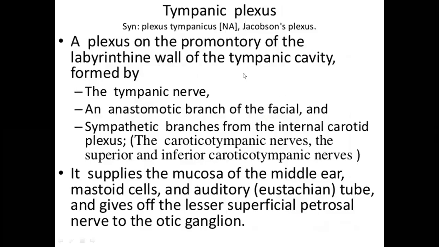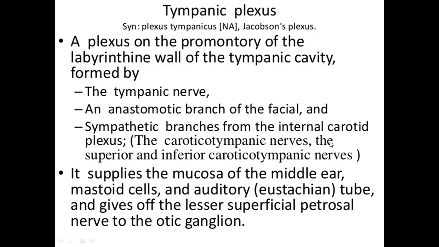So what is the tympanic plexus? It is a plexus on the promontory of the labyrinthine wall, the first turn of the cochlea. That's why the medial wall is called the labyrinthine wall, because it contains the promontory, or the first turn of the cochlea. This is formed by the tympanic branch of the glossopharyngeal nerve, anastomotic branches of the facial nerve, and sympathetic branches of the internal carotid plexus. These branches are also called caroticotympanic nerves.